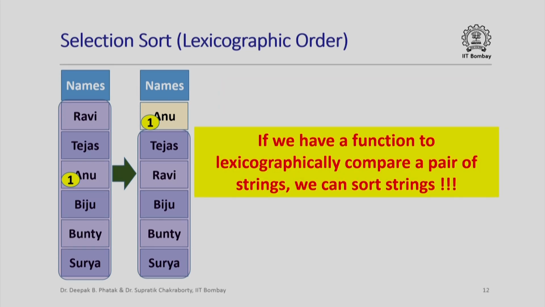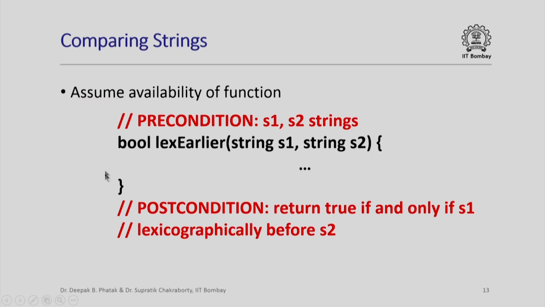So, what this means is that if we could have a function which could lexicographically compare a pair of strings, then we can indeed iterate over this unsorted array and use this function to find the lexicographically earliest string, and once we have this facility, we can actually use selection sort to sort an array of strings. This looks wonderful. So, all that we need is the ability to compare two strings and find out which is lexicographically earlier. Now, how are we going to do this?